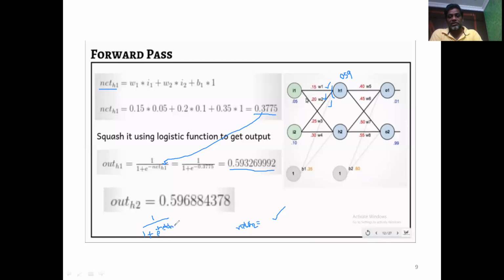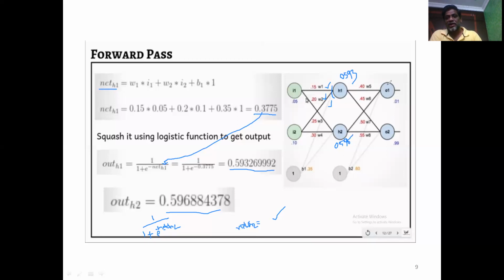So we got 0.59 here. Again, it is 0.596. So H1 value is 0.593 and H2 value is 0.596. We got these values as outputs from H1 and H2. Now we use the same process to calculate out O1 and out O2 also. For this, the inputs are 0.593 from H1 connecting to O1 and O2, and H2, which is also connected to O1 and O2, gives 0.596.